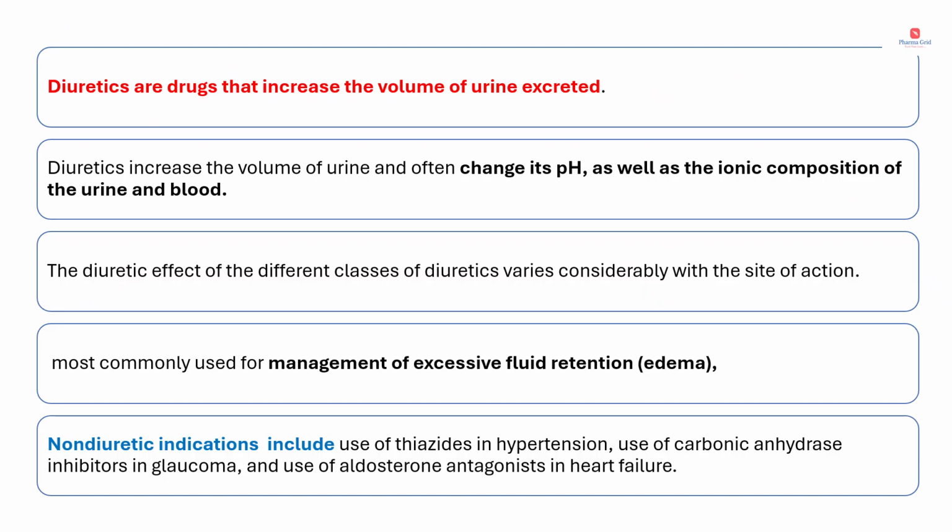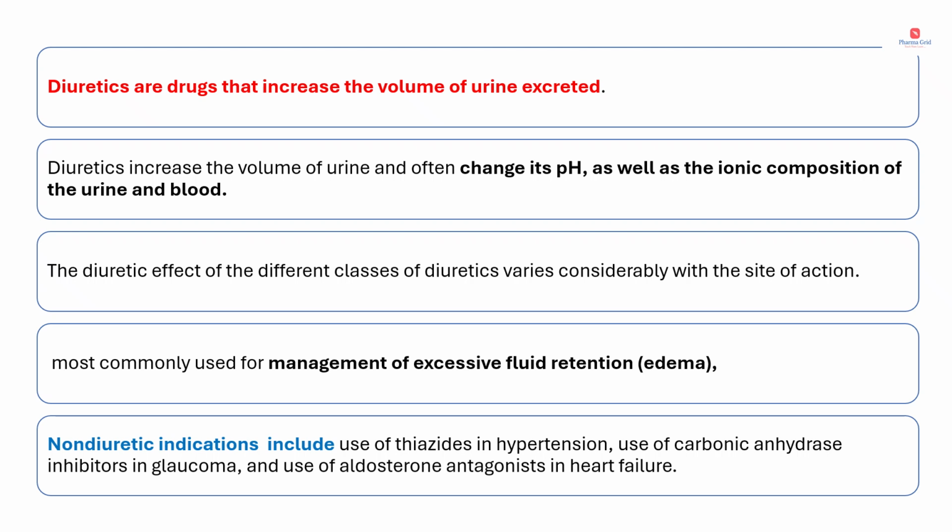So, as you all know, what do we mean by diuretics? They are the drugs that promote diuresis, or else we can say that diuretics are the drugs that increase the volume of urine excreted. So diuretics increase the volume of the urine and often change its pH as well as the ionic composition of the urine and blood.